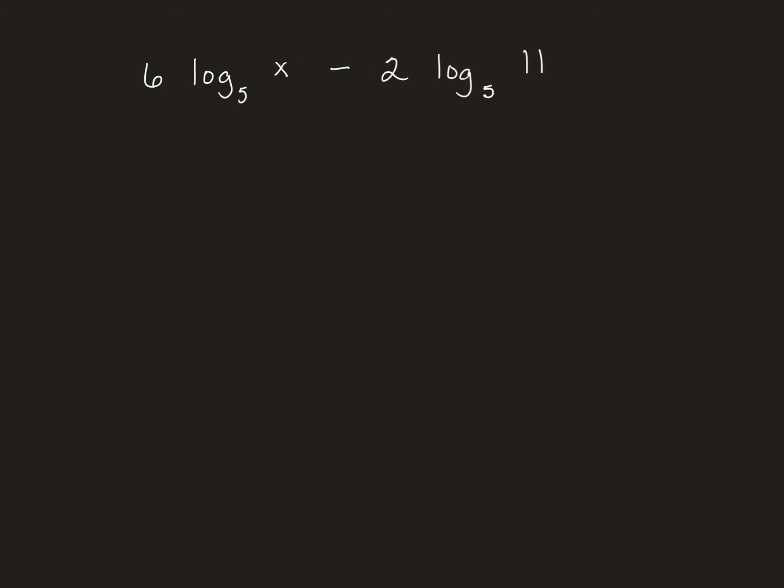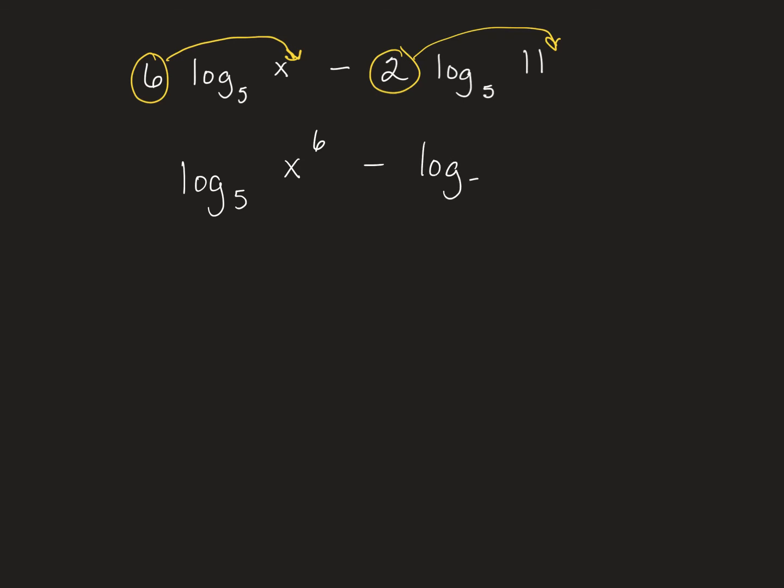So try this one. Let's do this one together. So again, looking at this problem, this 6 needs to come up here and become an exponent, and then this 2 needs to come up and become an exponent. So this becomes log base 5 of x to the 6th minus log base 5 of 11 squared.